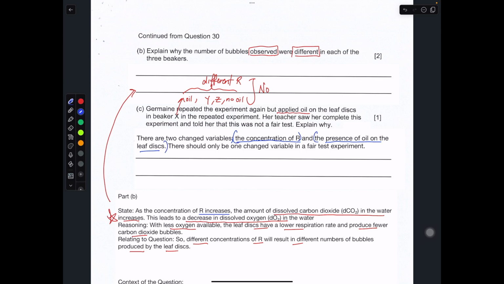Okay, you cannot just say there are two changed variables, this is not a fair test. It's not how it works that way. You must state what the two changed variables involved in the experiment are. Okay, which is the concentration of R or different amount of R, as well as the presence of oil. So in a fair experiment, there can only be one changed variable. Then you can state clearly. This is actually how you'll be able to fulfill this 1 mark over here.